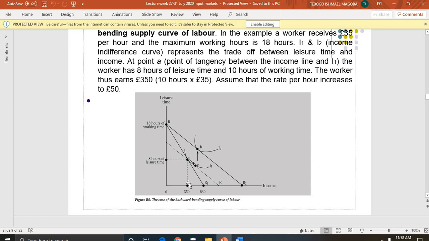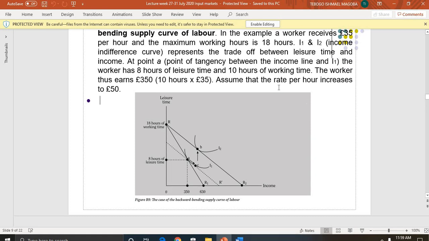Okay, now let's assume that the rate per hour increases. And don't forget this R to R1 line and R2 line, these are income lines. In a way, income lines will bring you back to the concept of budget lines, which will show the different levels of income that you will earn as you change your leisure time or your work time.